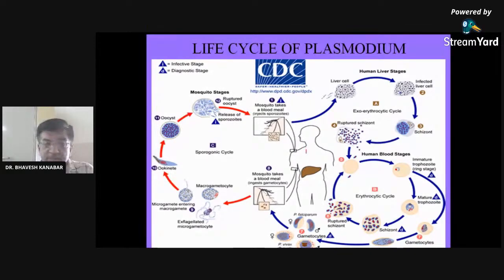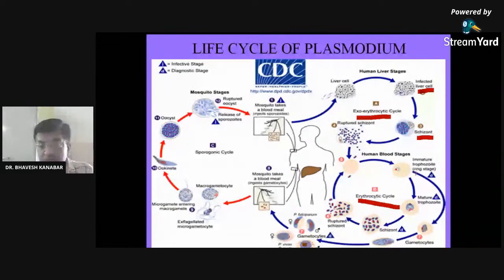In the human body there are two cycles: the exoerythrocytic cycle and the erythrocytic cycle. The exoerythrocytic cycle is inside the liver cell, so the liver cell also gets infected. There is formation of schizonts. And in erythrocytes, in the RBC, there is the trophozoite form, the mature trophozoite, schizonts, and ruptured schizonts. So inside the RBC also there is development of the Plasmodia.